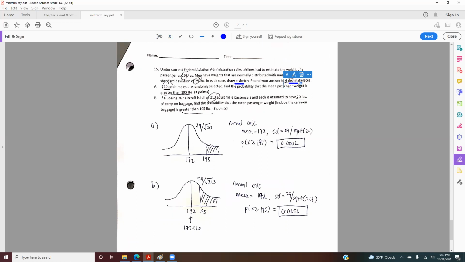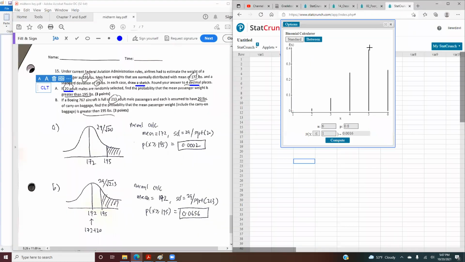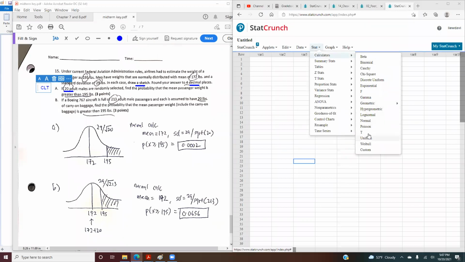So the first question is asking for 20 adults. Since 20 adults is given to us, CLT is used here. So find the probability that this is greater than 195. The mean is 172. The standard error in this case is 29 over the square root of 20. And 195 and above means you shade it to the right. In StatCrunch, you have to use your normal calculator.